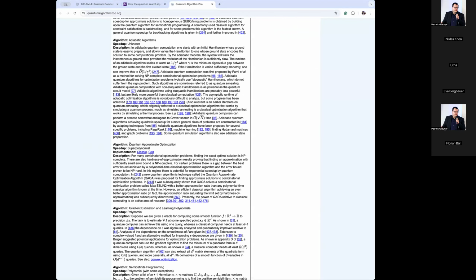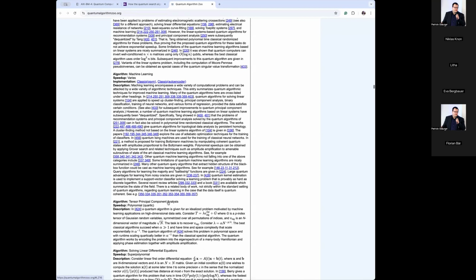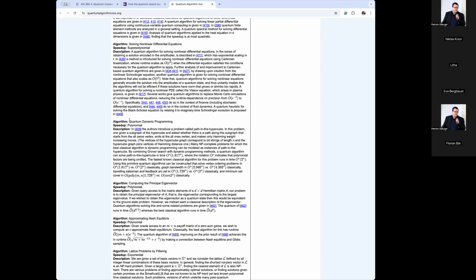For example, quantum approximate optimization comes with a super polynomial speedup. There are some implementations and some references. There are other algorithms like quantum dynamic programming, which comes with a polynomial speedup. And you get a quick summary of what was proposed in the literature and what the computational impact of that algorithm could be.